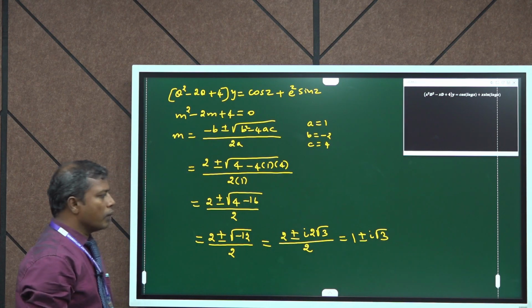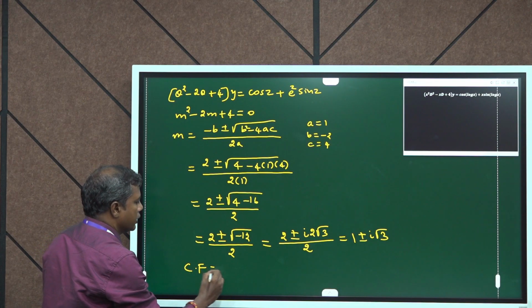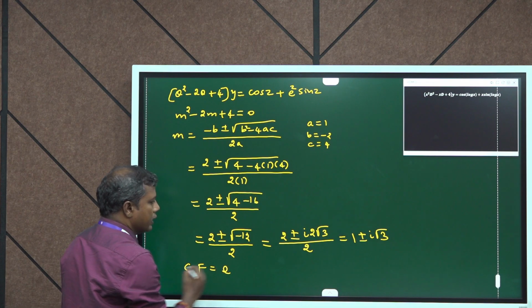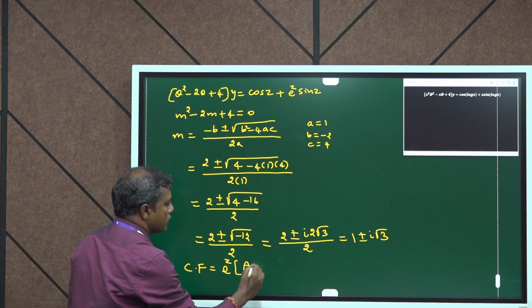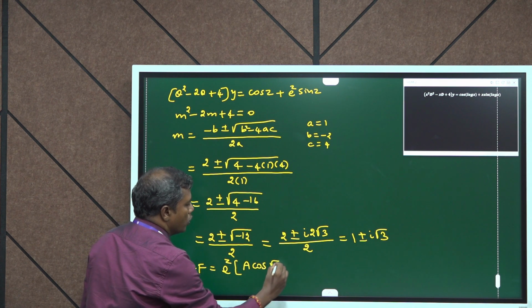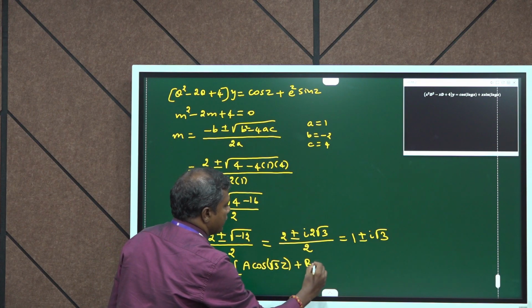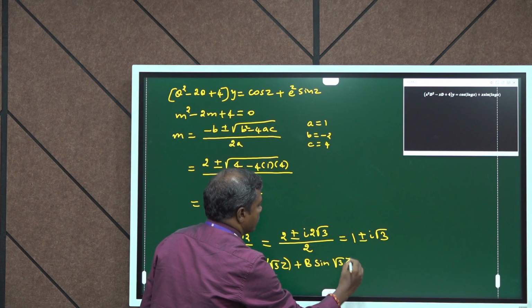Since the roots are complex, the complementary function CF is e power x, here the variable is z, so e power z (a cos root 3 z plus b sin root 3 z).